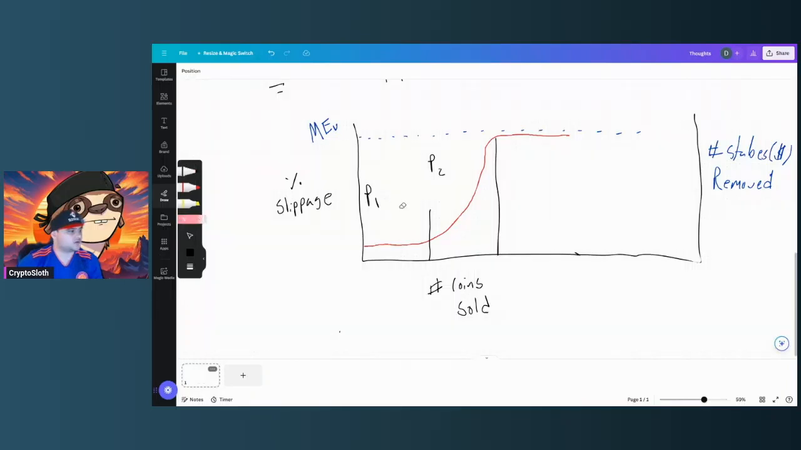Okay, no, I don't think this is the best way to explain this. Never mind. Basically, with this curve, what I'm trying to show you is that at the beginning, when you're selling small amounts, you don't affect the price as much. You don't slip the price as much.